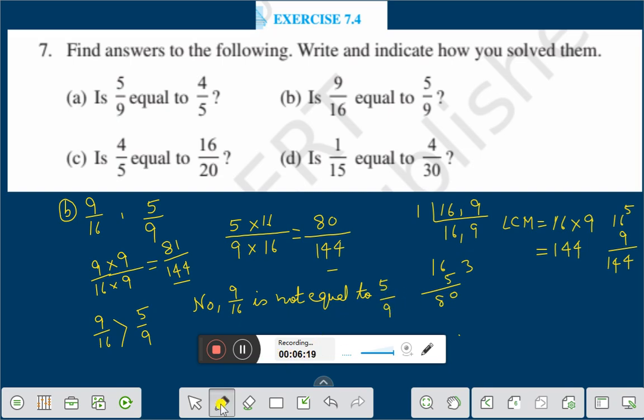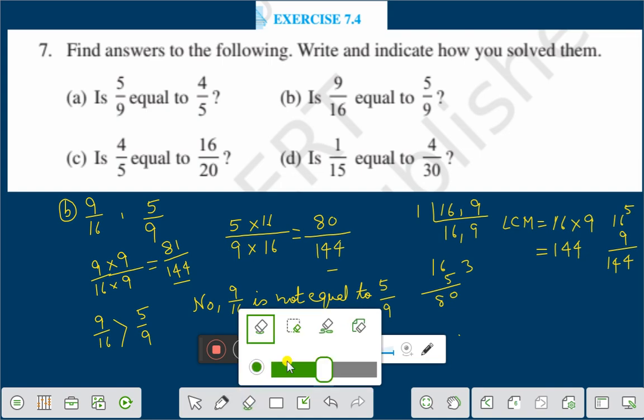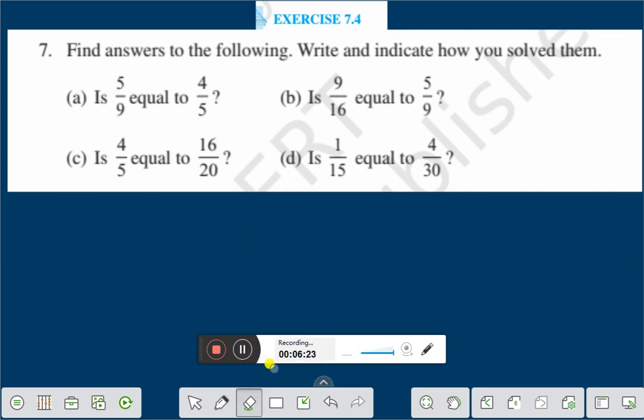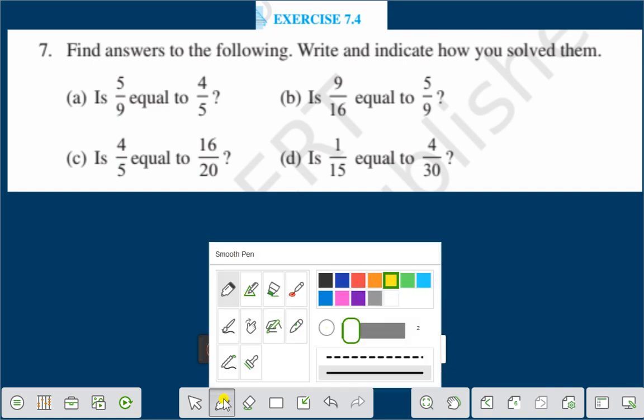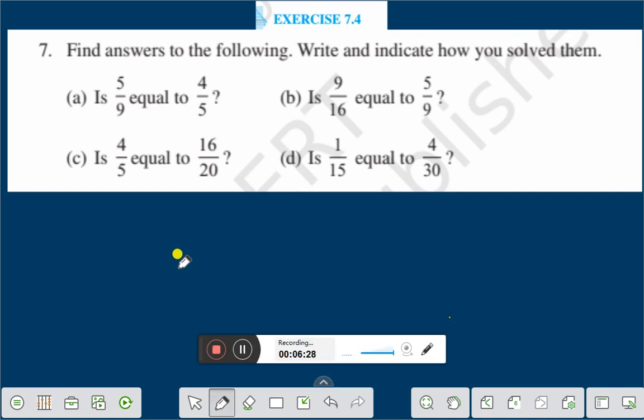Next, we'll solve question number C. Question number C is: is 4 by 5 equal to 16 by 20? Let us first find the LCM of 5 and 20. We are finding the LCM of 5 and 20.